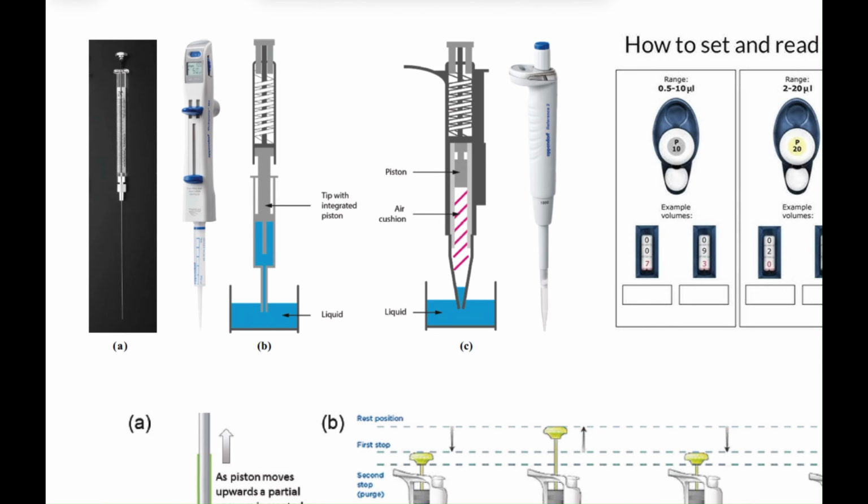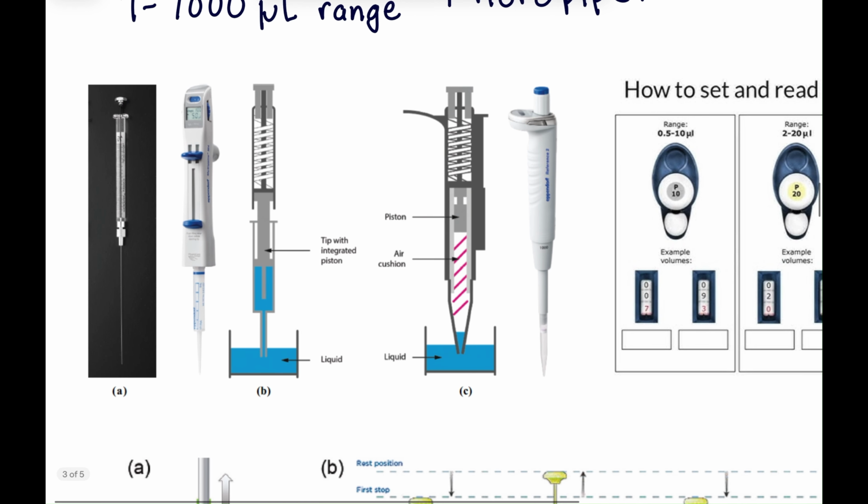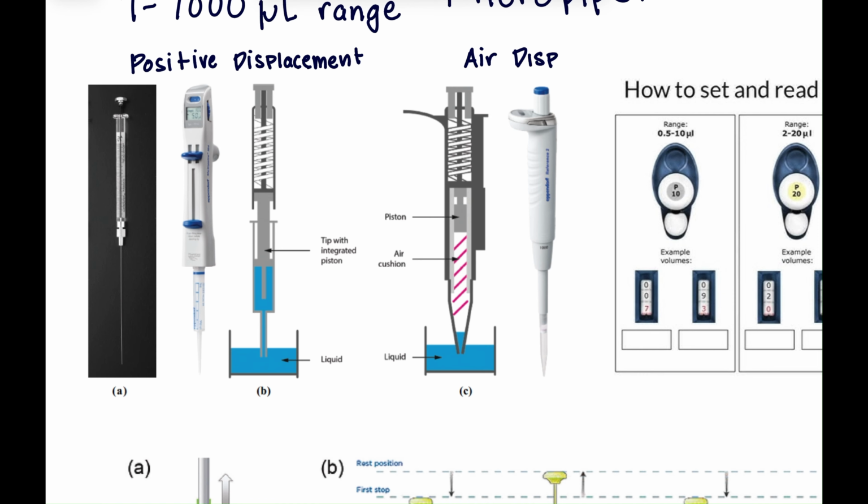So now let's talk about two different types of pipettes that we're going to see. The two most common ones are going to be called a positive displacement and air displacement pipette. And we'll talk about what each of these mean.